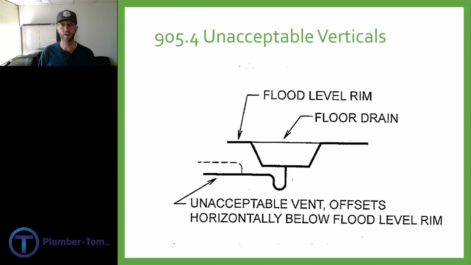But what does not work for the International Plumbing Code is to have that vent branch off of a horizontal drain below the flood level rim. So we have a floor drain here, and maybe there's no wall nearby. So the idea here is like, well, branch off and send the vent over, but it's below the flood level rim. Now let's examine for a minute why this becomes a problem.